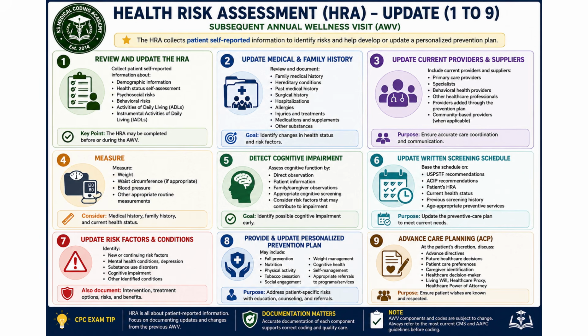Seventh, identify and update current risk factors and health conditions, including mental health concerns, substance use risks, and cognitive issues. Eighth, provide or update the patient's personalized prevention plan. This may include education, counseling, lifestyle recommendations, preventive services, and appropriate referrals. Ninth, discuss advanced care planning when appropriate and at the patient's discretion. This can include advanced directives, healthcare preferences, and identification of a healthcare decision-maker.